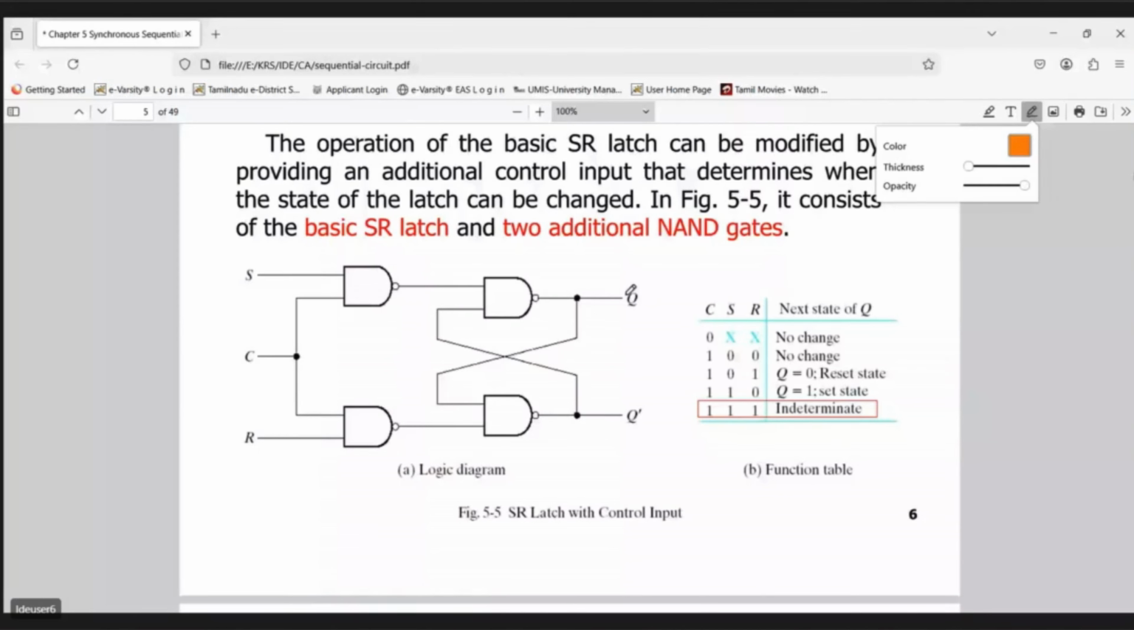The next, the control C equal to 1, S equal to 0, R equal to 1. Both are 1 and the output equals 0 in the NAND gate. So the Q value is 0 and R equal to the output of 0. So 0, 0 na Q and the reset state.